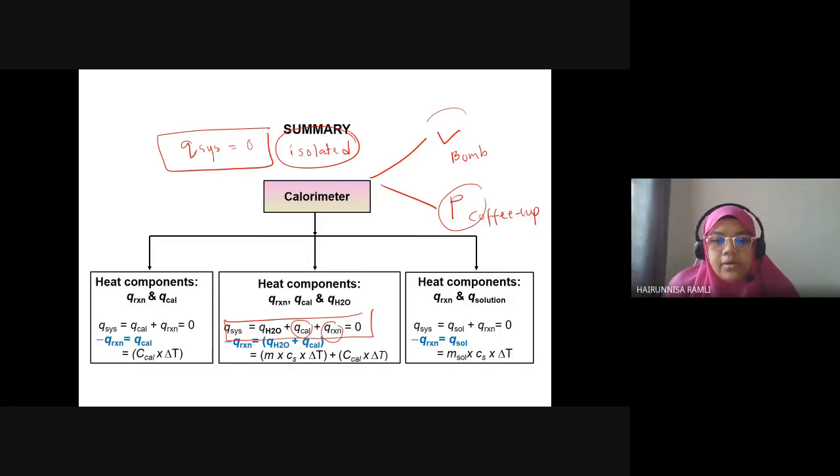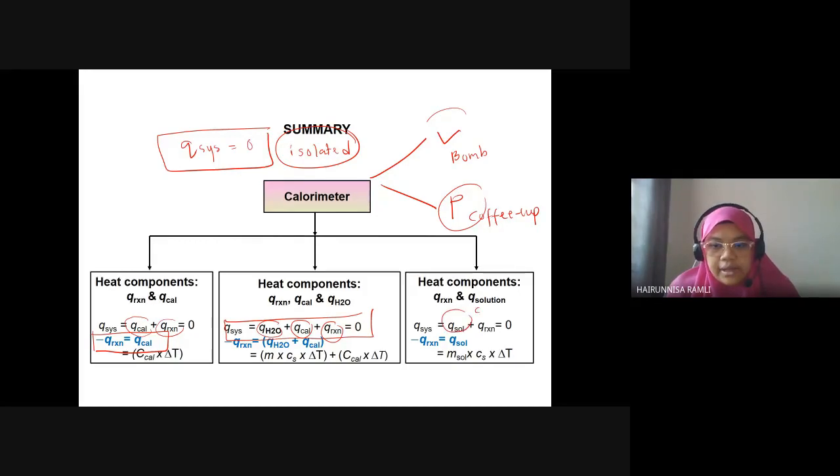If you are using water or a solution, you have to add Q H2O or Q solution. This is in general, but in some cases there is no information at all for the water or solution, so what you have is only the calorimeter. Then you can just use Q reaction: negative Q reaction is equal to Q calorimeter.